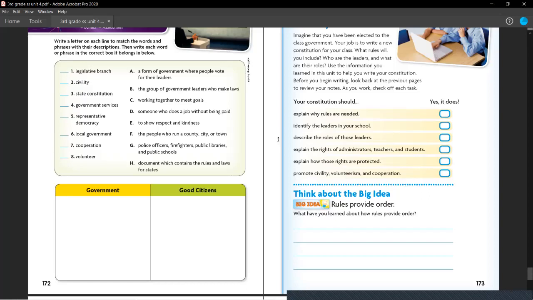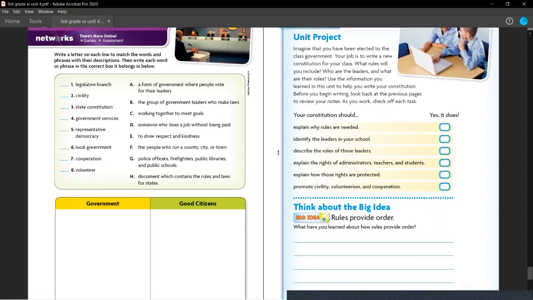So you're not drawing lines to connect the letters. And a good suggestion after you use a letter is just to cross that letter out so you don't get confused and use it again. And then you'll decide which one of these go in which box. So we did number 1, we did legislative branch. The legislative branch is part of the government. So I would write legislative branch in the government box on the bottom. And that's how you will complete the rest of them.